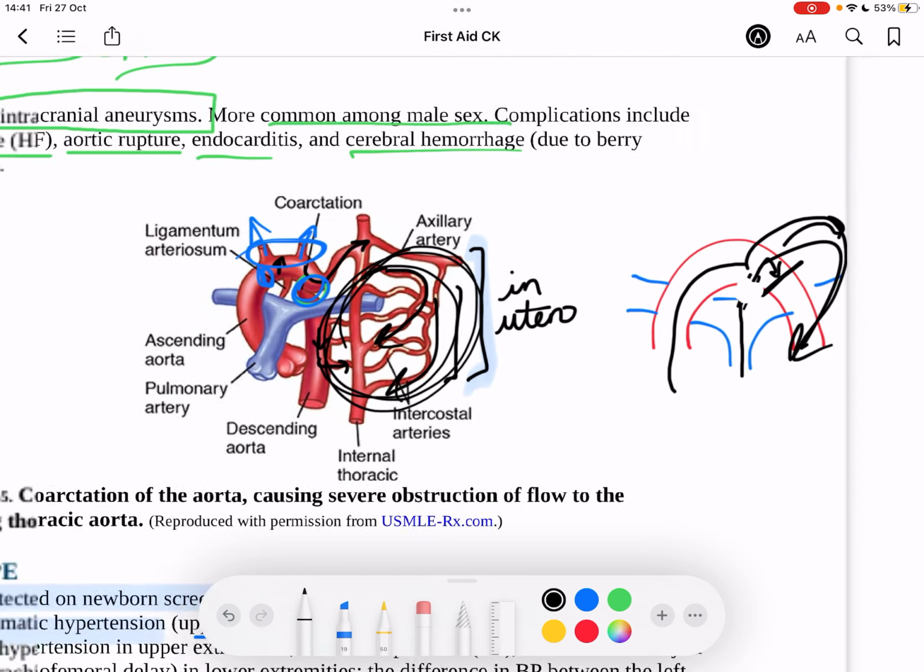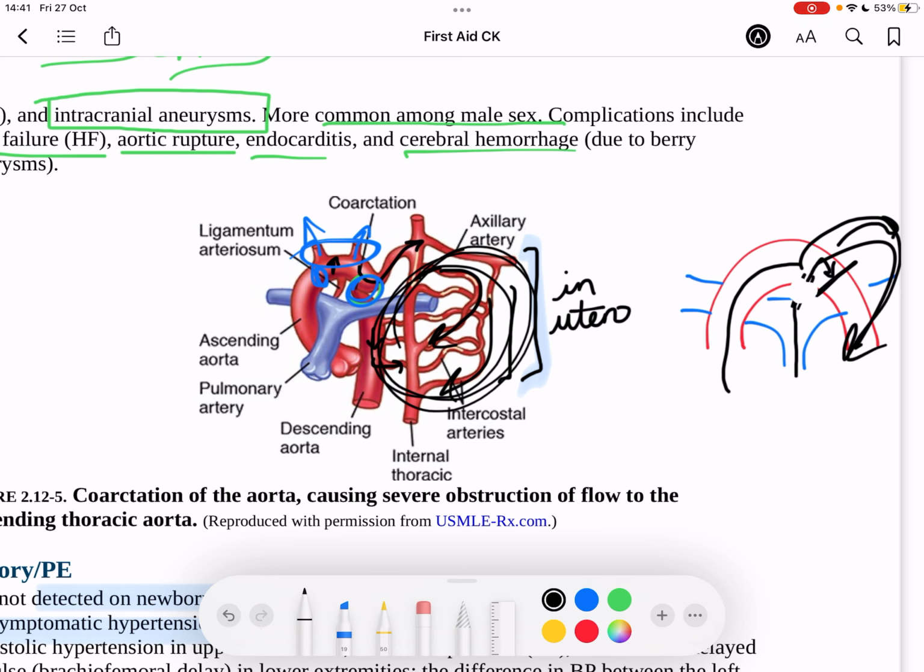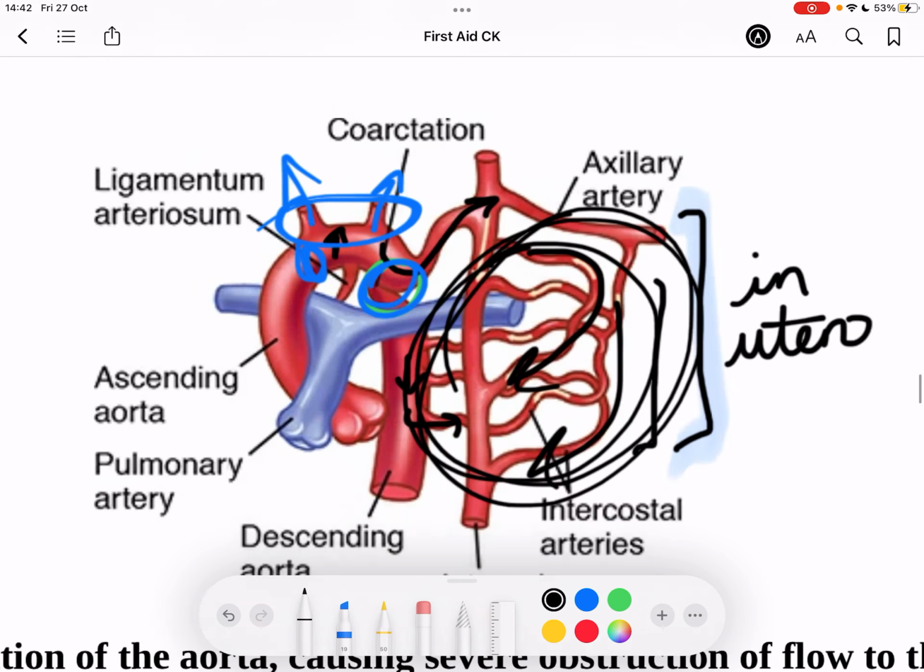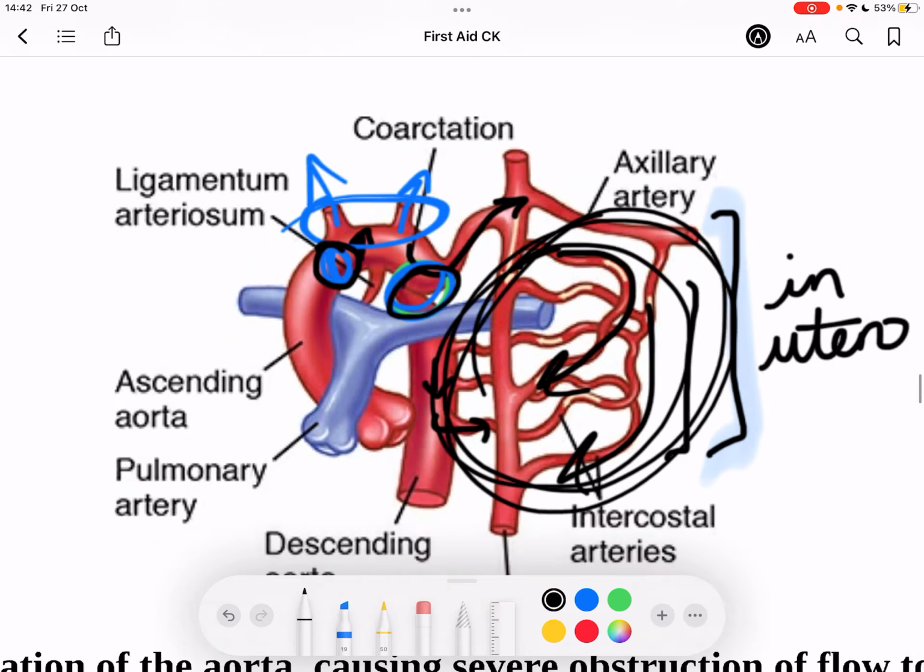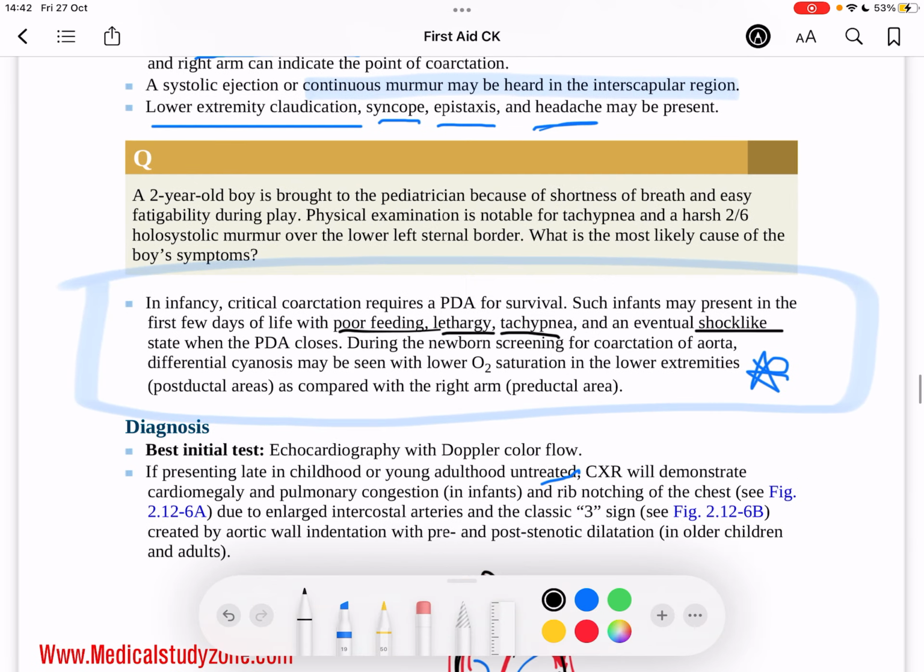Okay, so that's why whether your occlusion, your coarction, is before or after the PDA completely changes the clinical presentation. In most cases of coarcted aorta, you're talking about the coarction after, and that's what all of these signs and symptoms that we mentioned relate to. But if the coarction of the aorta is before, it's a completely different presentation. It presents like this instead. Okay, so please keep that in mind.